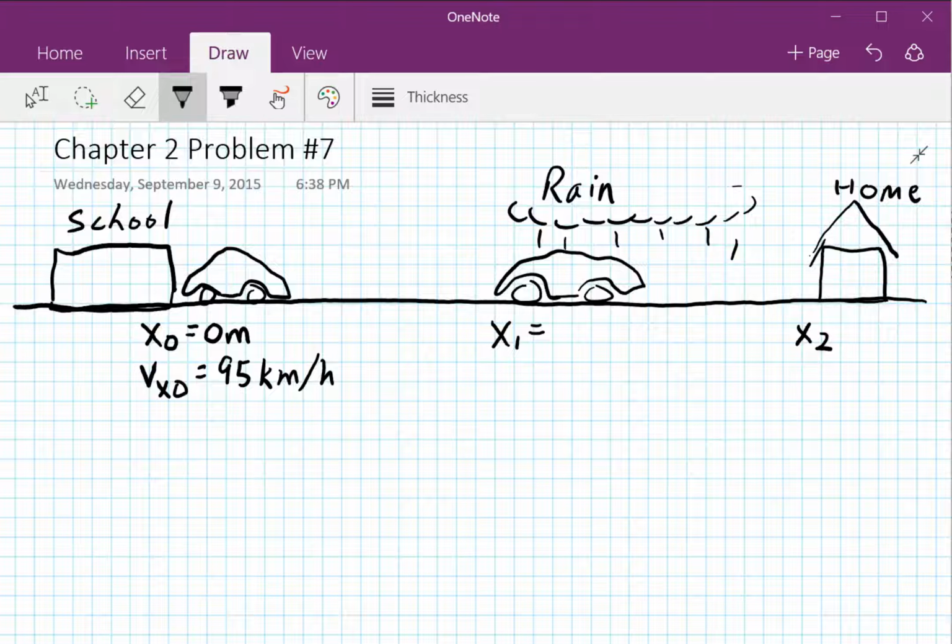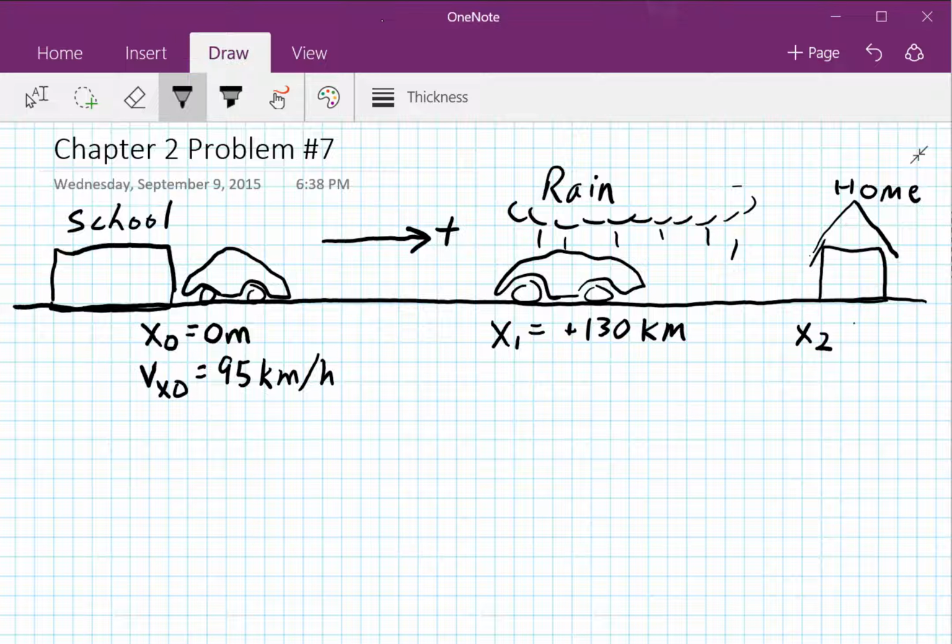Now before we go on with more labeling, we need to label a direction for positive. So I'm going to say going to the right is positive. I'm going to do that right on the diagram so everybody can see it. It makes it easier to follow along. And this position here where the rain started was positive 130 kilometers.